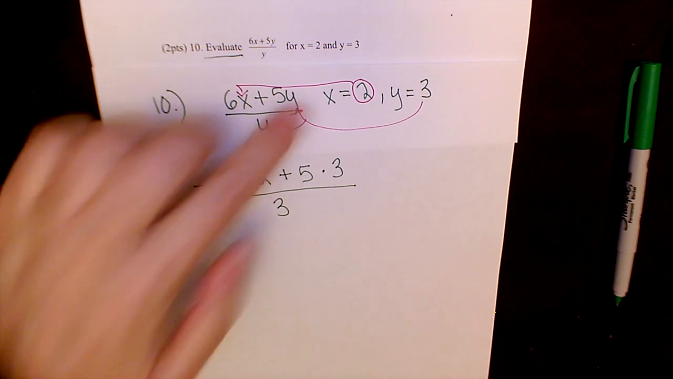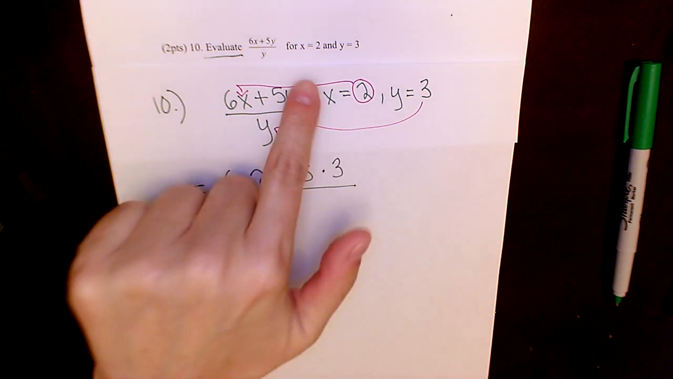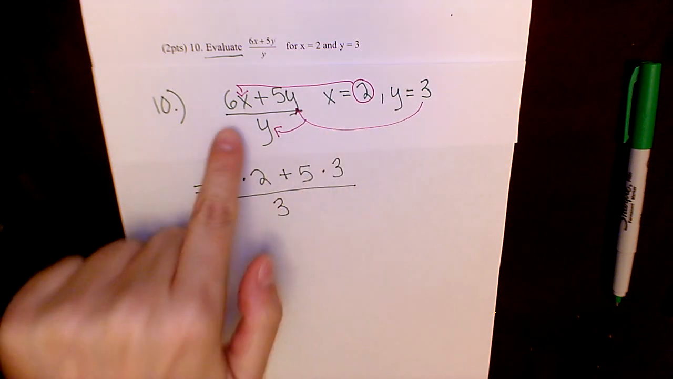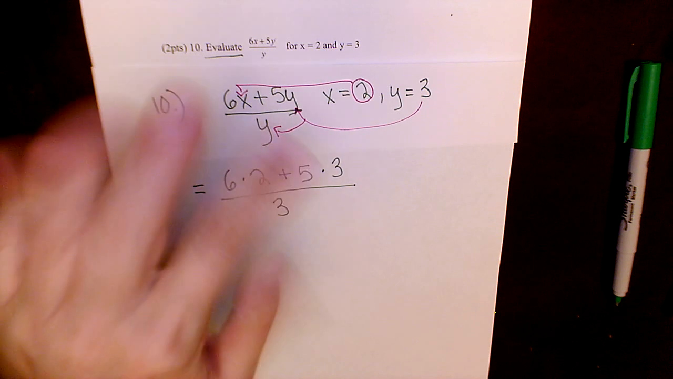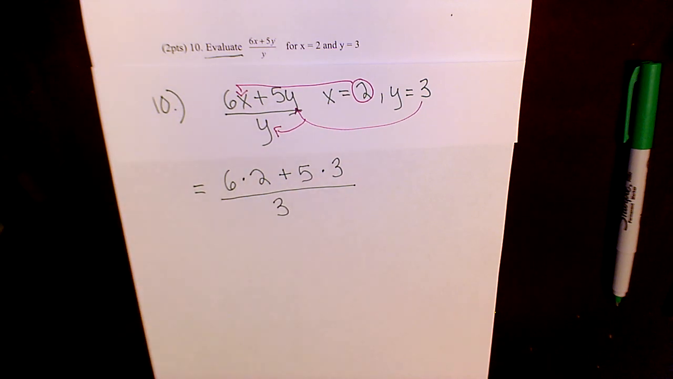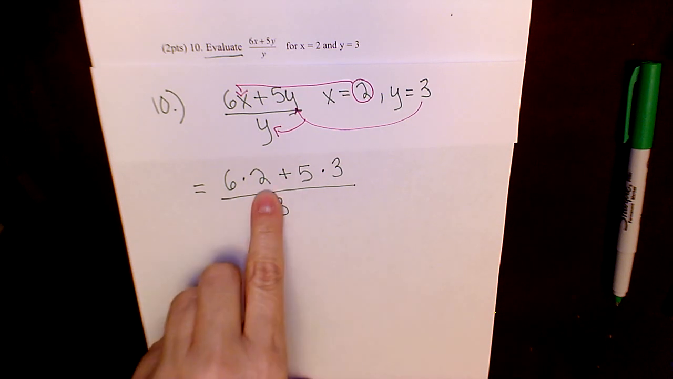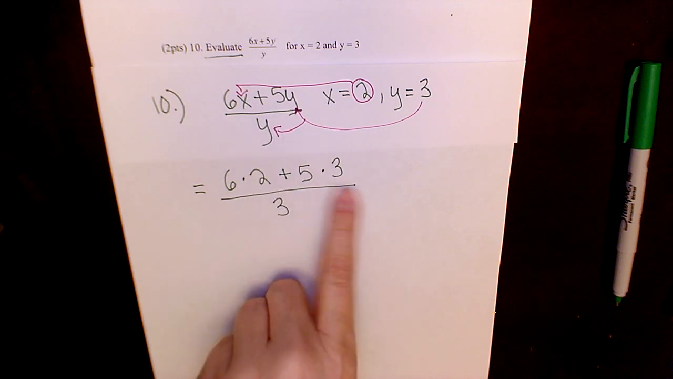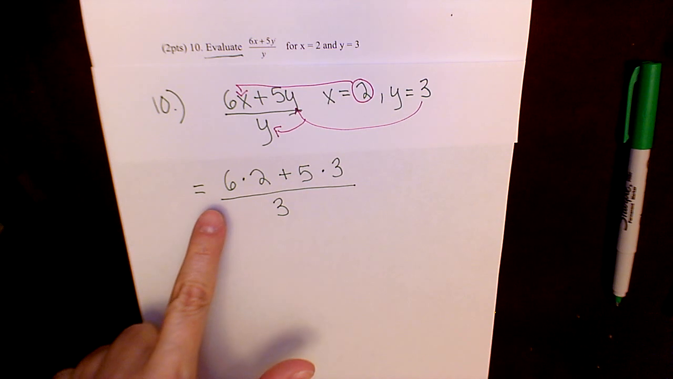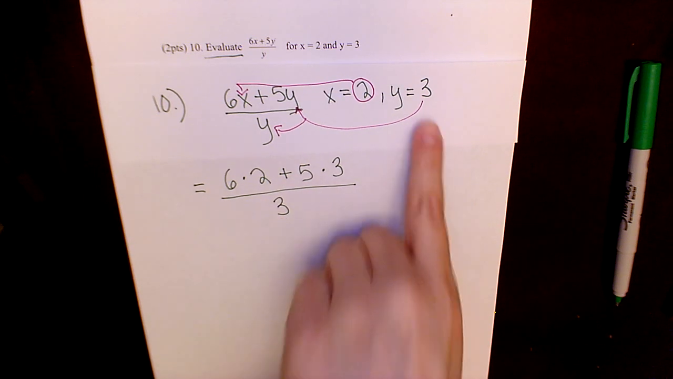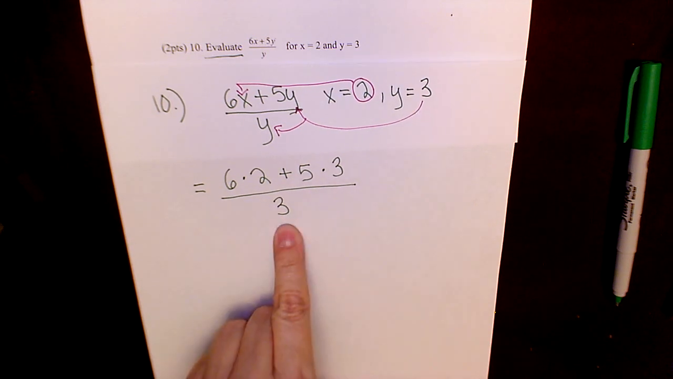So all I'm doing is sticking in 2 here for x, because I know x is 2 from what they gave me in the problem. There is no math symbol there, but when you have a number and a letter together like that, it just means times. So that's 6 times 2 plus 5 times 3, because y is 3, all over, draw the line. The bottom is y, and y is 3, so I plug the 3 down here.